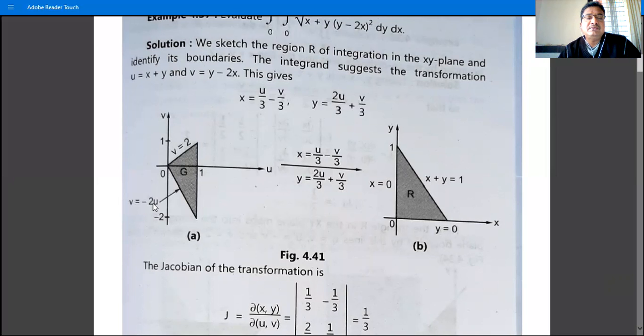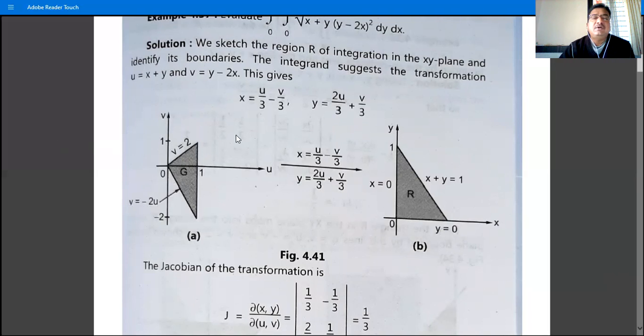And if we substitute u as 1, then v is minus 2. So where is the point? v is minus 2. So this is the point 1, minus 2, at a distance 1 from the origin on the u axis and minus 2. And then draw this diagram, the graph of v is equal to minus 2u. That is, y is equal to 0 converted to this line.